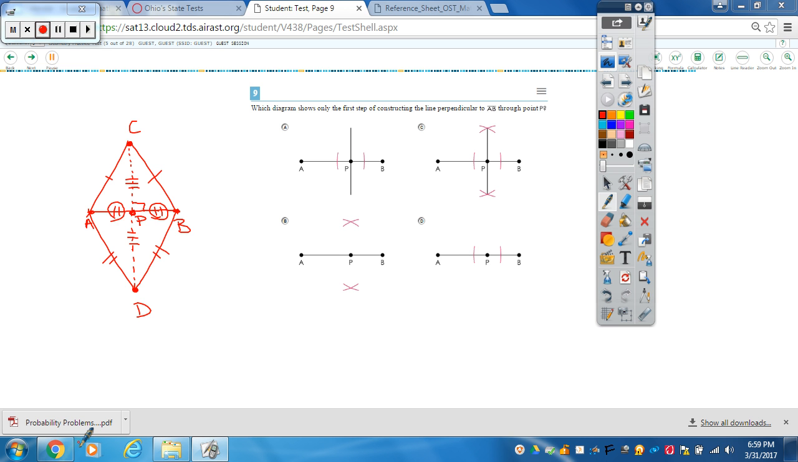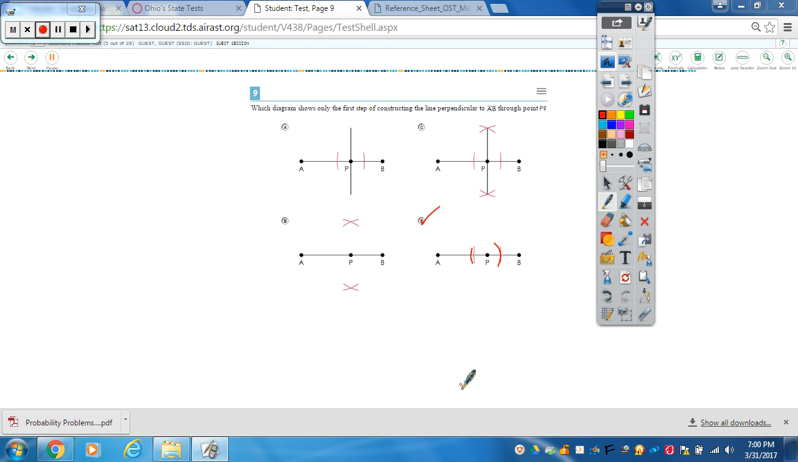Well, you're going to take your compass, put the pointy part here, and make an arc here, and then circle it around and make an arc there. And then using those 2 arcs, you put your pointy part here and make an arc above and below, and put the pointy part here and make an arc above and below. And when I connect them, that is a perpendicular segment to AB. So as a result, what's the first step? It's just making those marks on both sides.